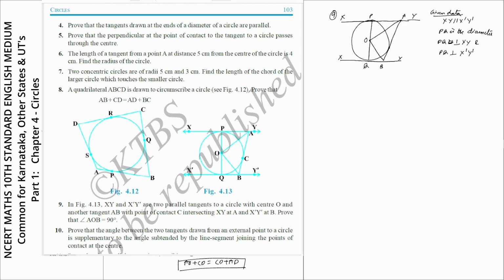So according to theorem number 4.1, the perpendicular drawn at the point of contact to the tangent is the radius. So PO is the radius which is drawn perpendicular to xy, and OQ is the radius which is perpendicular to the tangent x dash y dash. Therefore POQ should be diameter. So this is evident from the given data itself.